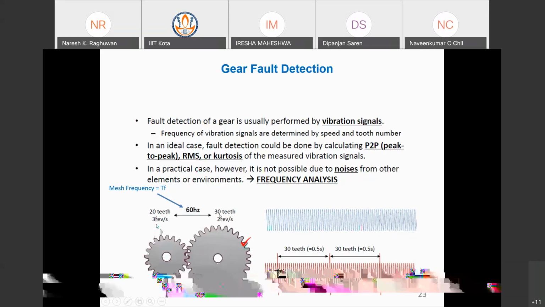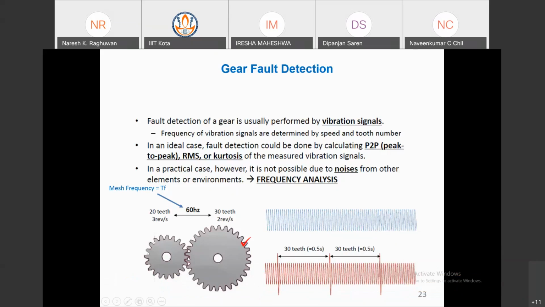Between these two, this is how one tooth is meshing, and after what time they repeat. So the common frequency is the mesh frequency. At what rate are they meshing? Per second, that means how many times per second they are meshing.